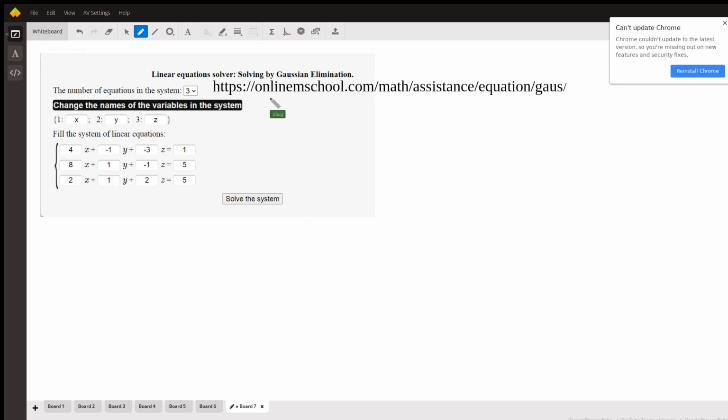Okay, now where did I get all those notations on boards 2, 3, 4, 5? I got it from this online Gaussian elimination calculator. You can change the variables. Normally they come up as x sub 1, x sub 2, x sub 3. I change them to x, y, z, enter the coefficients, click solve system, and that's what I get. Okay, there you go. That was a little longer than I had hoped, but I hope that gives you the idea.